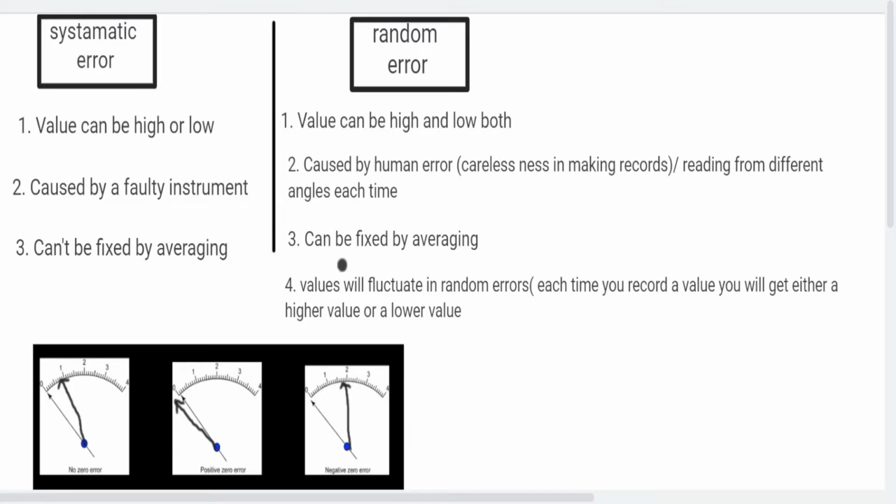In random errors, the error can be fixed by averaging. If I take readings from different angles and then I take the average of all the readings I took, I would fix that random error.